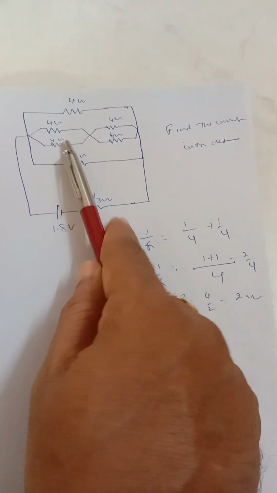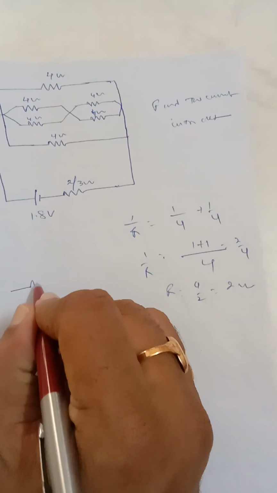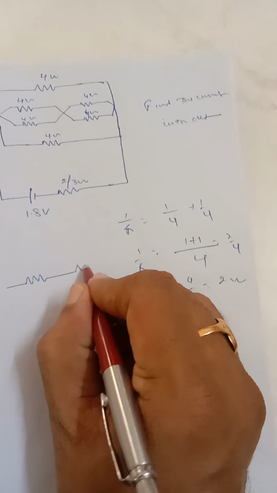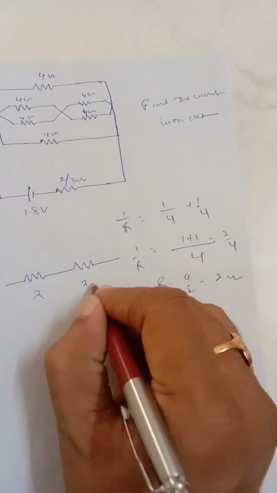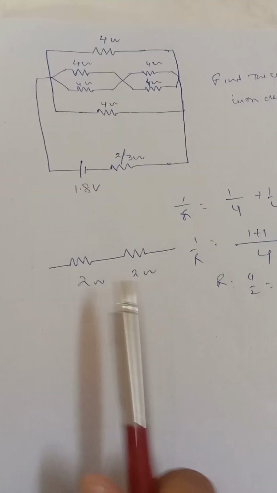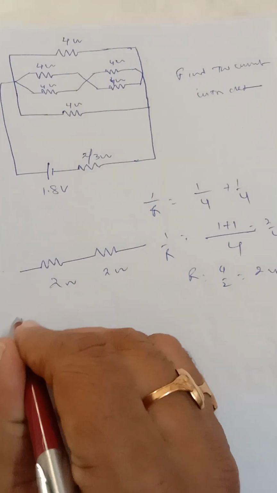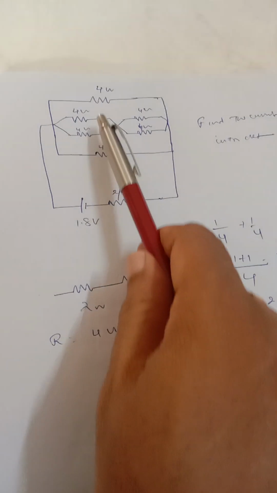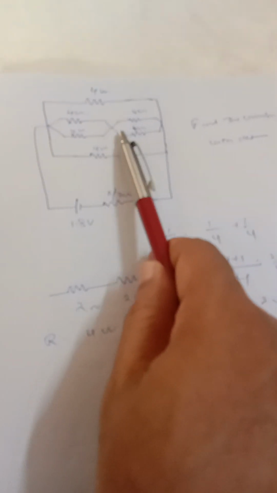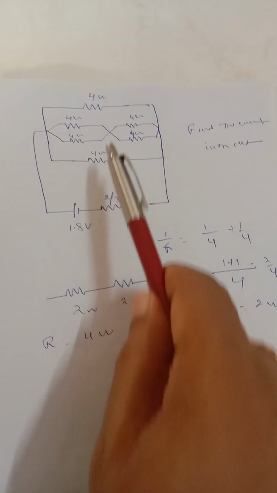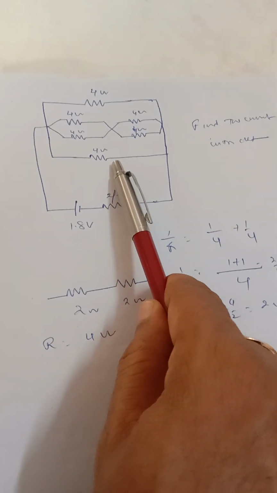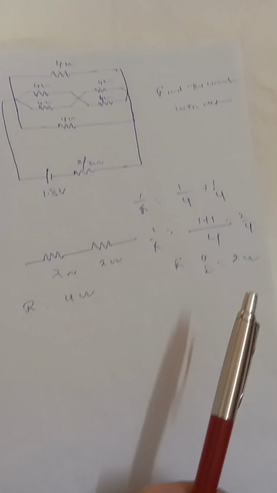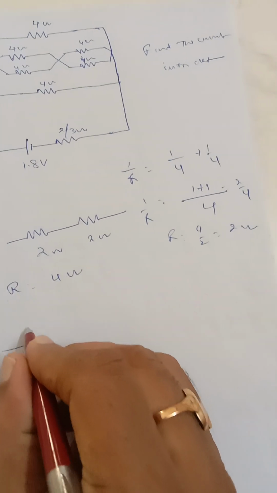That means this 2 ohms is in series with 2 ohms. In series combination, resistance will add up. That means 4 ohms. So this is 4 ohms, and we find that this is also 4 ohms. These 4 ohms and 4 ohms are in parallel. That means now the equivalent circuit will come like this.